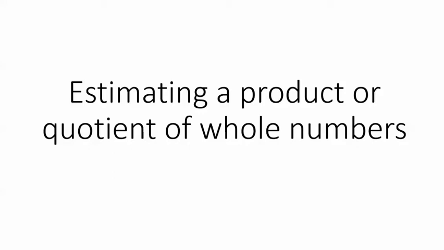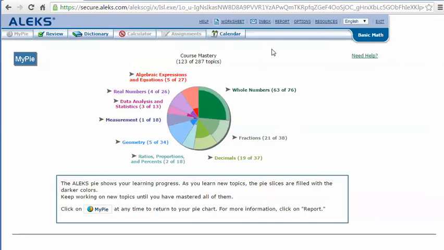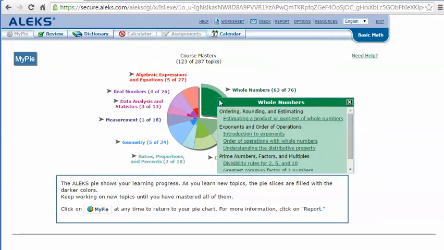Estimating a product or quotient of whole numbers. In your ALEKS Pie, mouse over the dark green slice, whole numbers, to reveal the drop-down list of topics you need to cover. Click on Estimating a product or quotient of whole numbers.